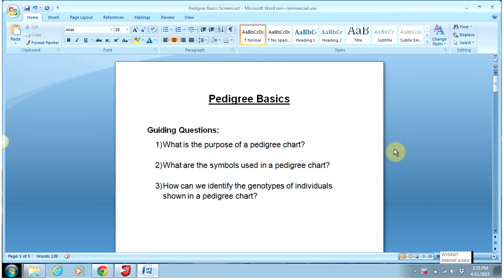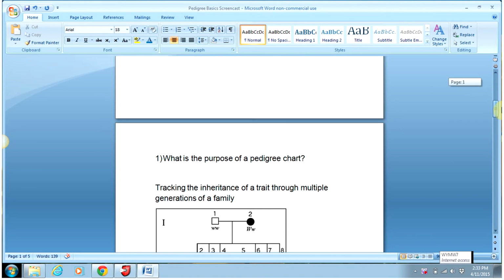In this screencast, we're going to answer three main guiding questions. Number one asks, what is the purpose of a pedigree chart? Number two asks, what are the symbols used in a pedigree chart? And number three asks, how can we identify the genotypes of individuals shown in a pedigree chart? Let's tackle question number one first.